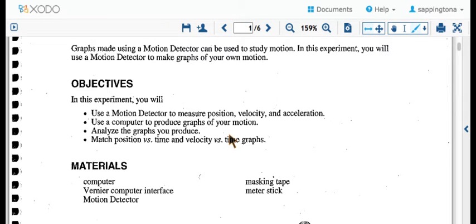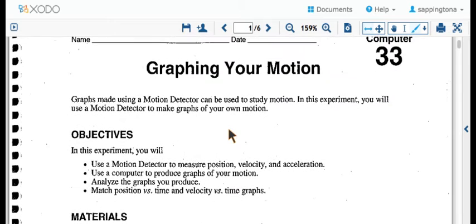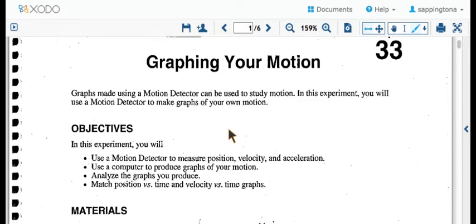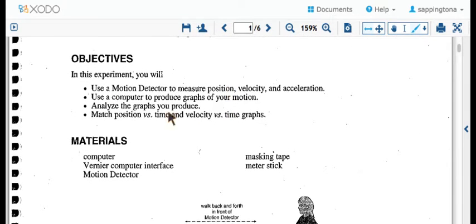All right, this is a screencast for the Graphing Your Motion lab that you most likely will be doing tomorrow. What will you be doing in this lab? You'll use a motion detector to measure position, velocity, and acceleration.